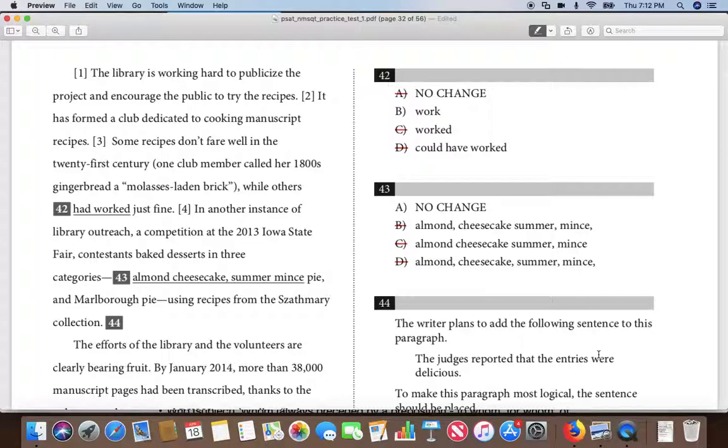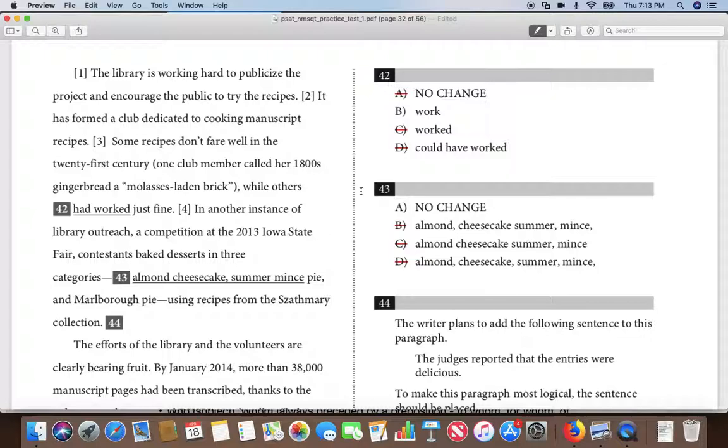What did you think of answer choice A, by the way? It sounded okay. I want to hear the three sentences together, in order. Okay. So the library is working hard to publicize the project and encourage the public to try the recipes. The judges reported that the entries were delicious. It has formed a club dedicated to cooking manuscript recipes. How does that sound? It sounded okay. Okay. Let's keep answer choice A.